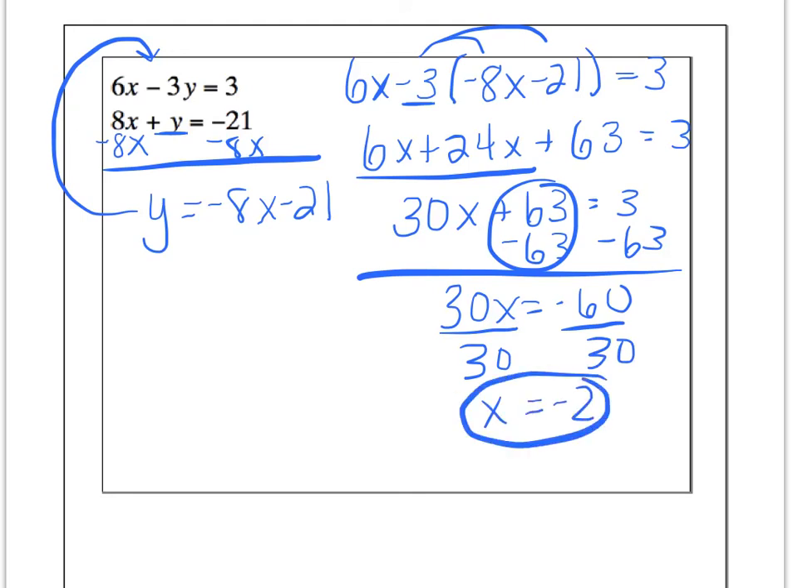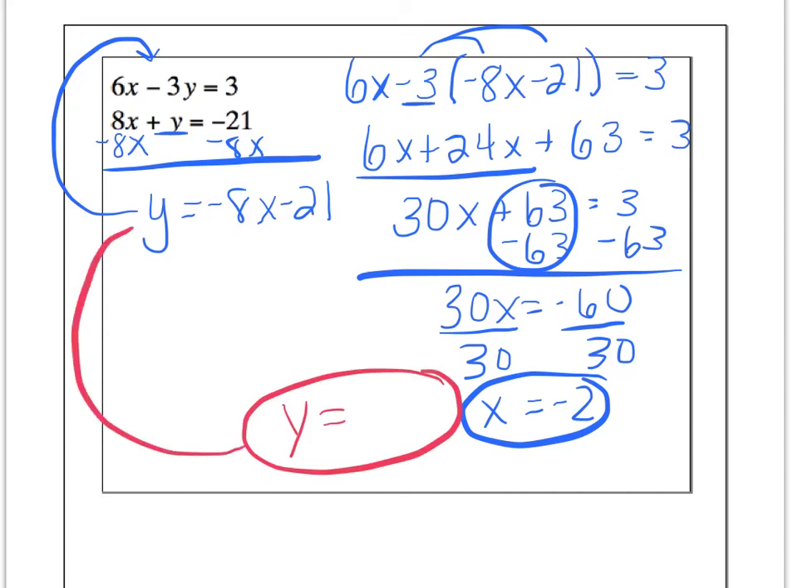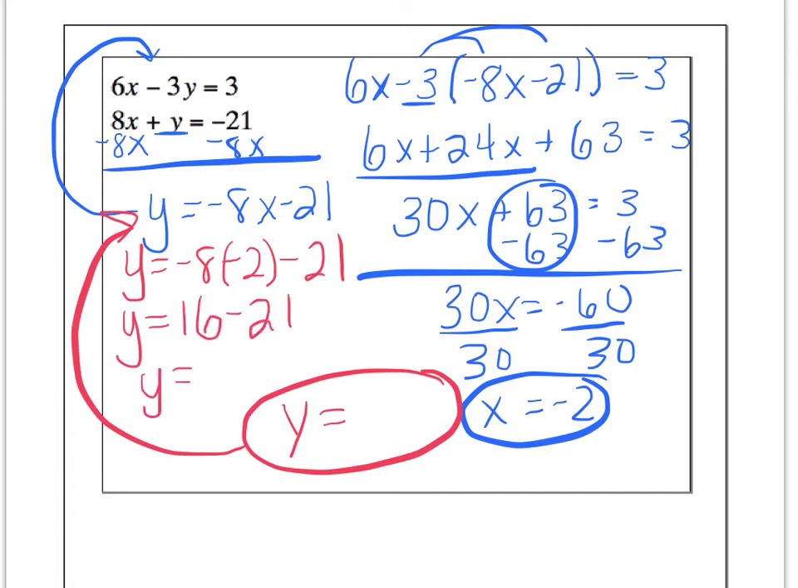We're not done yet. We still need to figure out what y equals. So we'll plug it back in up here. y is going to equal negative 8 times negative 2 minus 21. So y is going to equal a positive 16 minus 21. So y equals negative 5.